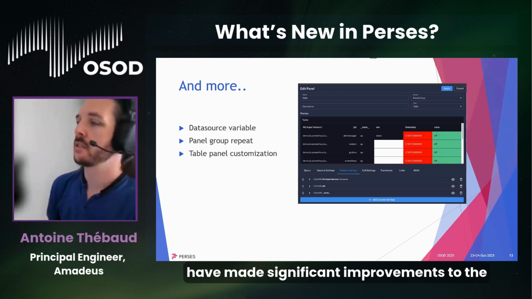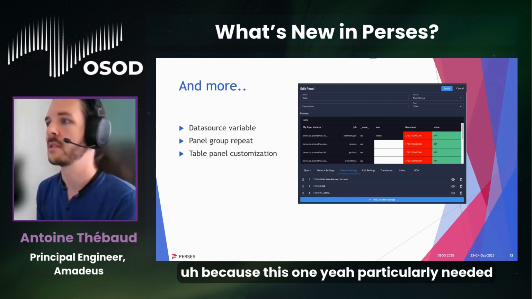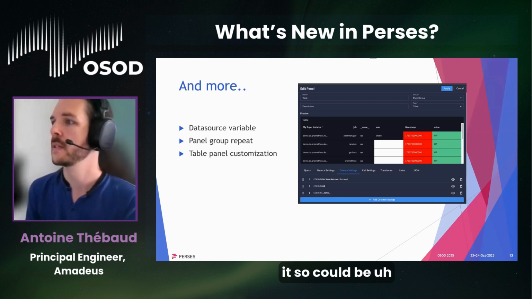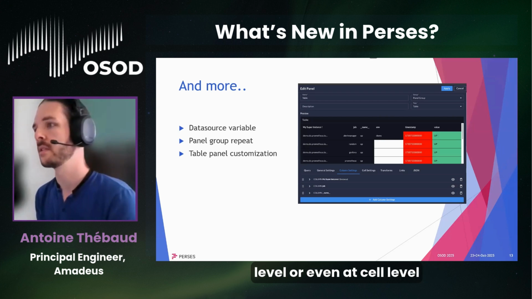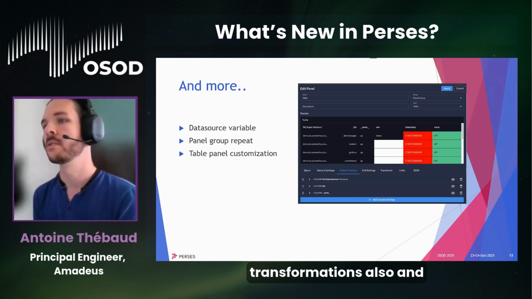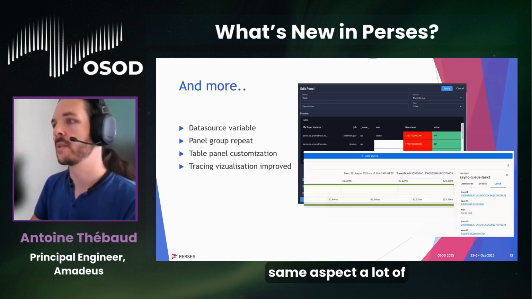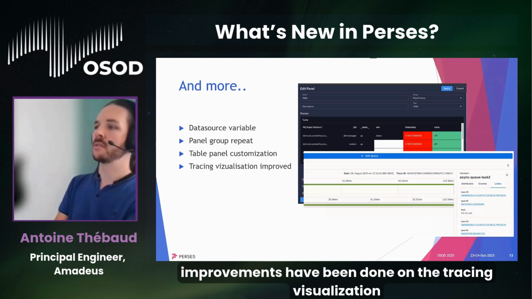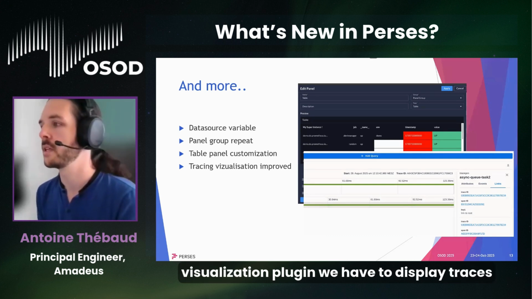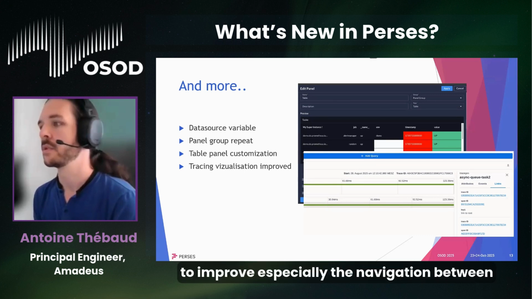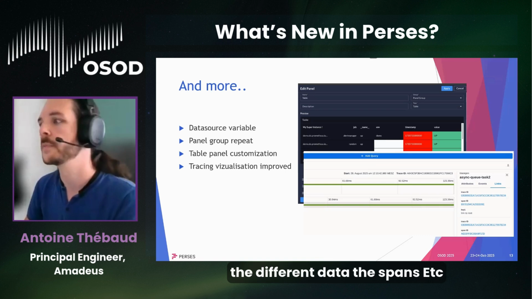We have made significant improvements to the table panel to support more customizations, because this one particularly needed it. It could be settings to define at column level or even at cell level, and transformations also. And on this same aspect, a lot of improvements have been done on the tracing visualization, so the different visualization plugins we have to display traces, to especially improve the navigation between the different data, the spans, etc.